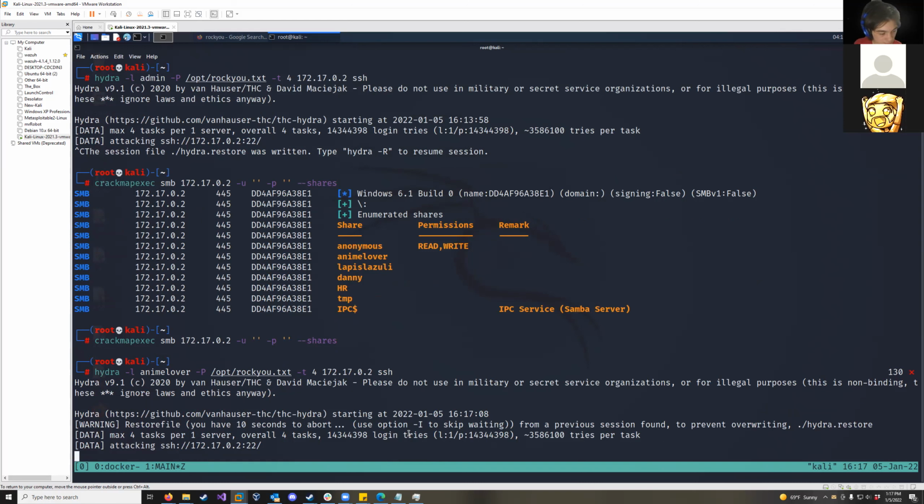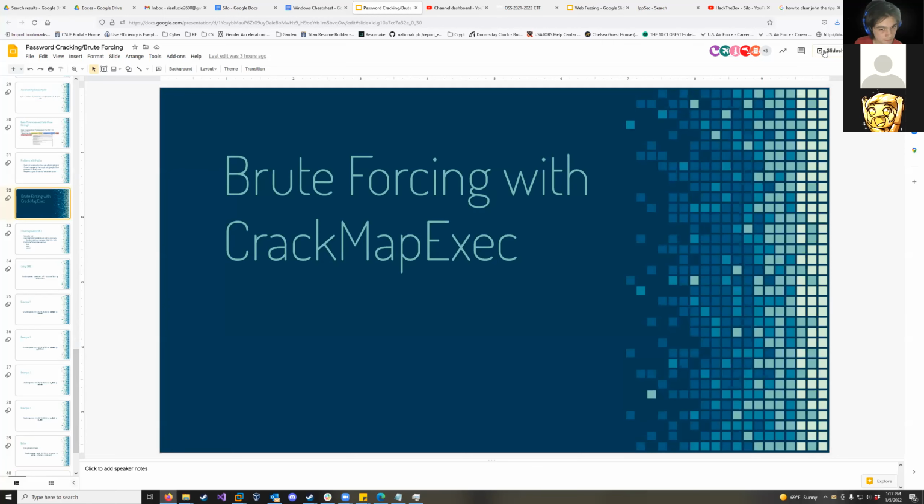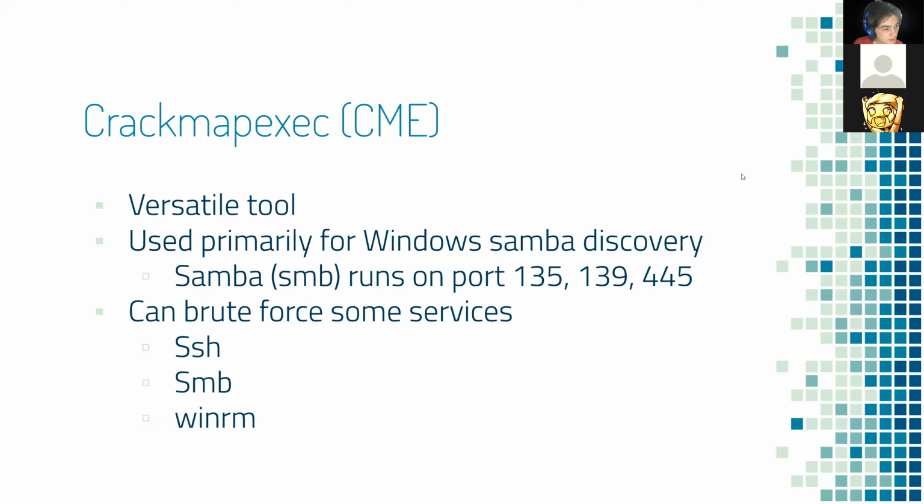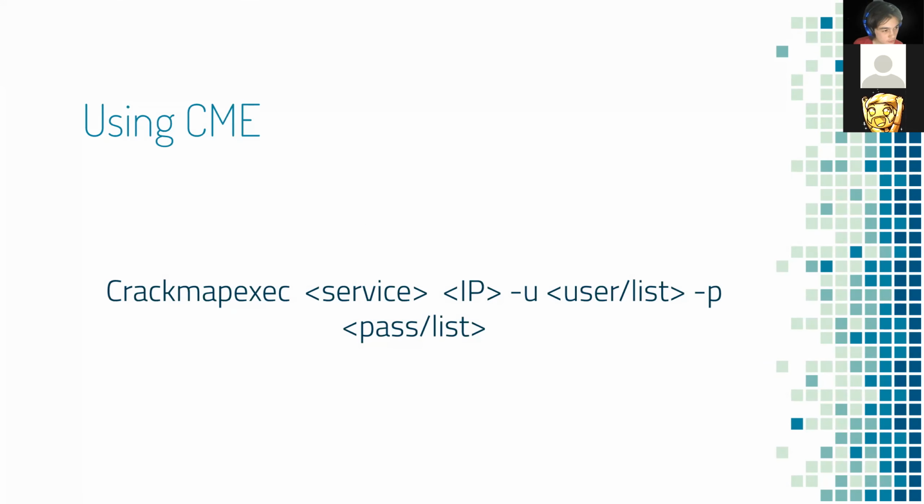Now I know I didn't really go over CME, so let's go ahead and do that. Sorry if this is a little all over the place. All right, I already mentioned all this. Using CME, the basic use of CME is crackmapexec, the service that we are targeting, in our case it's either going to be SSH or SMB, the target IP address, and the user list. The username, or a user list, is by default -u. So if you had a list, you can just do dash lowercase u list, and same thing with dash p.